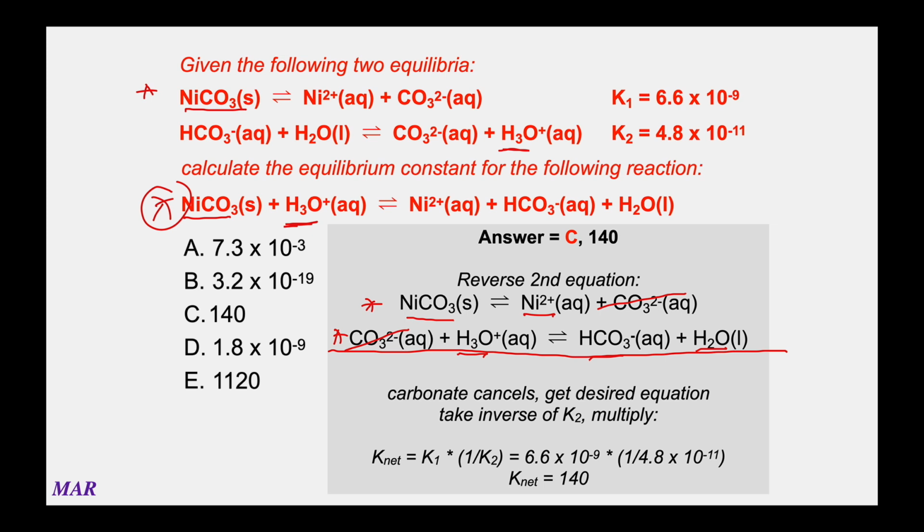So to figure out the net K, you take the first K as is, the 6.6 times 10 to the minus 9, and then multiply by 1 over 4.8 times 10 to the minus 11th, or you can calculate that number, whatever it is. But you should get, ideally to 2 sig figs, a K net of 140. So this will be a product-favored reaction. And what that tells you is that insoluble nickel 2 carbonate will dissolve in acid, hydronium, to make nickel 2 plus, hydrogen carbonate, and water. Kind of a cool process.